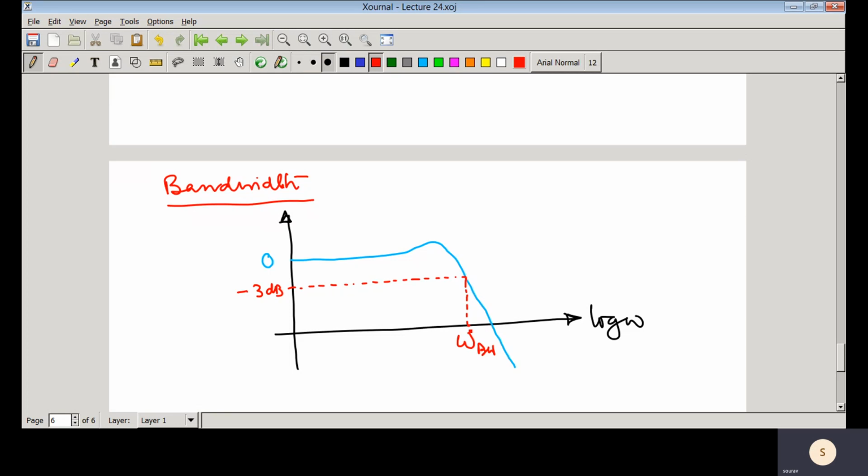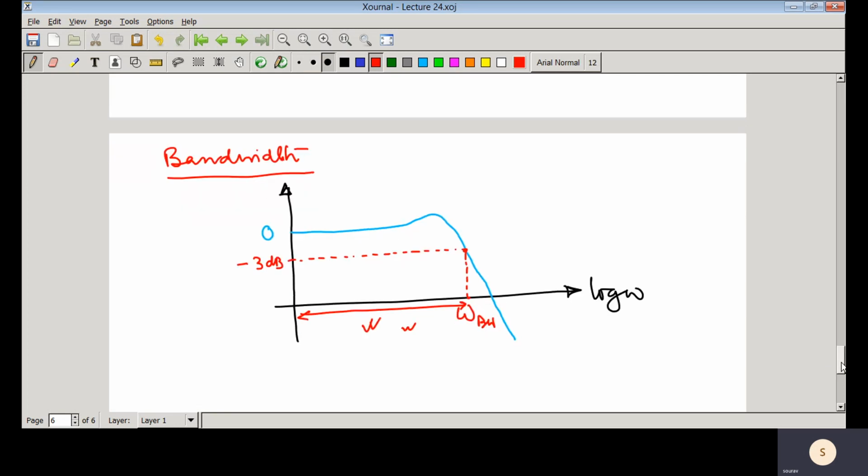In this particular frequency range, we can see that the magnitude that we have at 0 frequency falls below the -3 dB line after that frequency. And in this particular frequency range, the gain is above -3 dB. So this particular range is called the bandwidth.